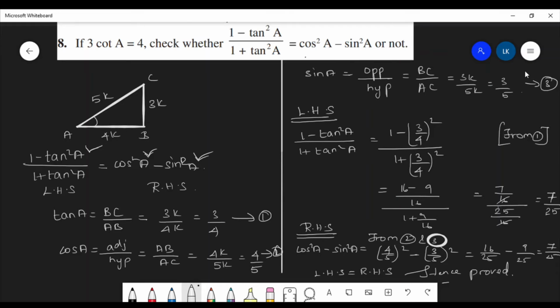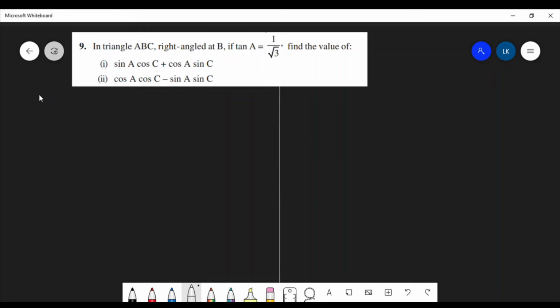Hope you understand this problem, and now let us solve problem number 9 of exercise 8.1. The problem is: in triangle ABC, right angled at B, if tan A is equal to 1 by root 3, find the value of sin A cos C plus cos A sin C, and cos A cos C minus sin A sin C.